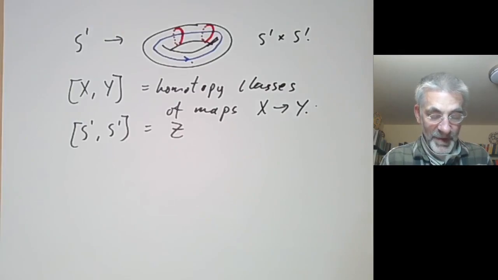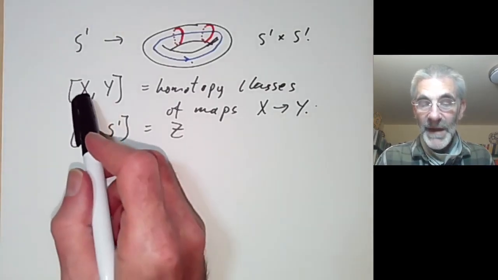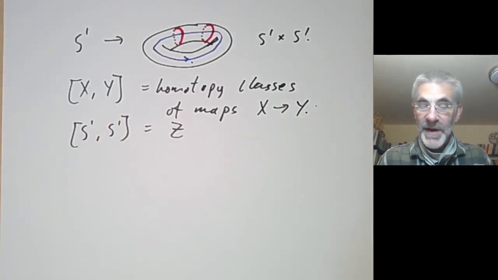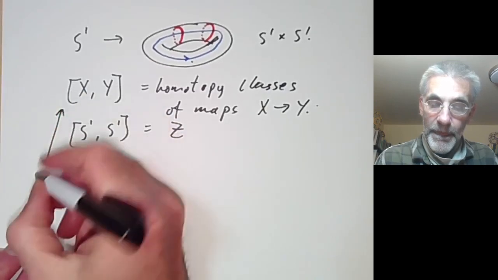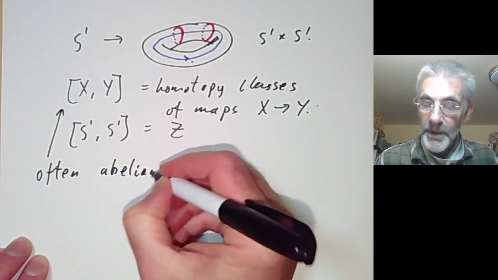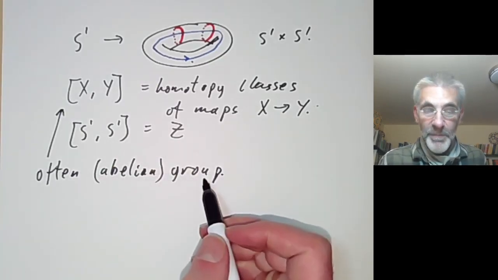And one of the real big surprises of algebraic topology is that the set of homotopy classes from X to Y often turns out to be a group, and very often this turns out to be an abelian group.